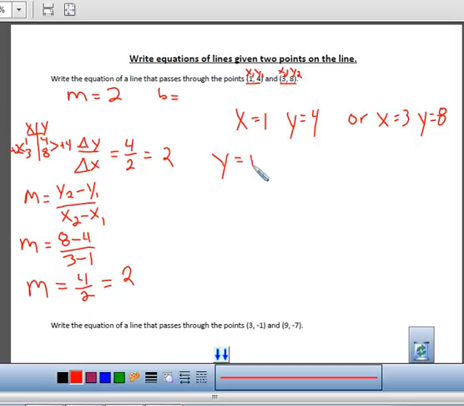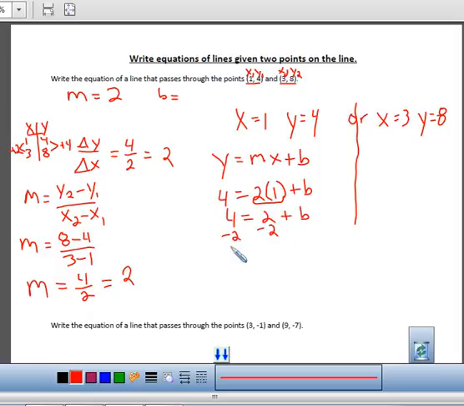Remember, it's y equals mx plus b. I know what m is. I know what y is. Let me divide this in half here. So I got 4 equals 2 times 1 plus b. And 2 times 1 is 2. So I got 4 equals 2 plus b. Subtract 2 from both sides. And you get 2 is equal to b. So slope is 2. Y-intercept is 2. Y equals 2x plus 2 is my equation.